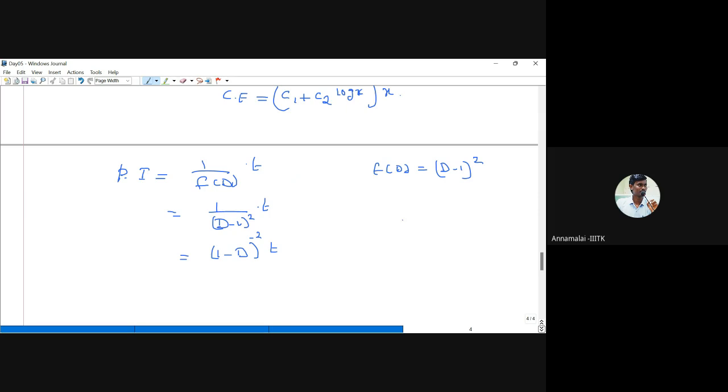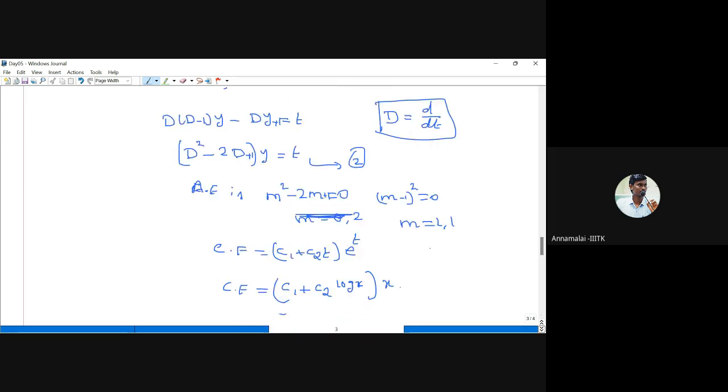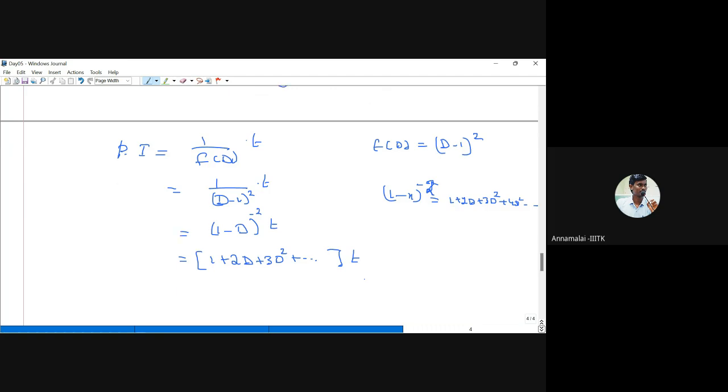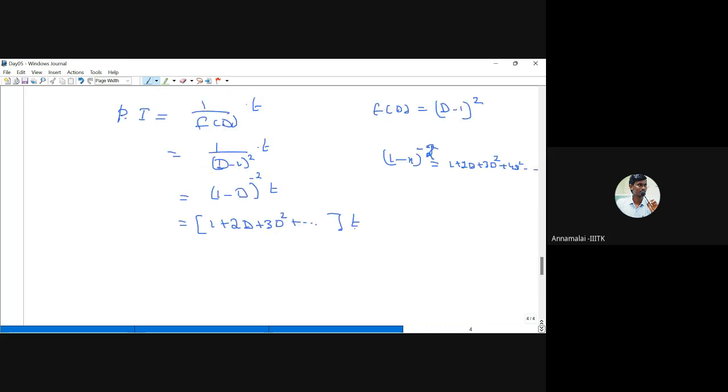So again we have a formula 1 minus x power minus 2. So this is nothing but actually 1 plus 2d plus 3d square plus 4d cube and so on. This is a formula. What is that? 1 minus x power minus 2. So therefore, expand this, we'll get 1 plus 2d plus 3d square and so on into t. Now apply it on t. If you take the first derivative, we will get 1. The second derivative onwards 0. Therefore, we get just t plus 2.